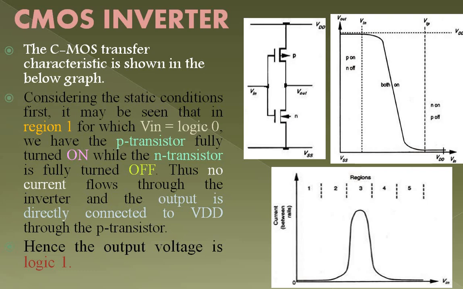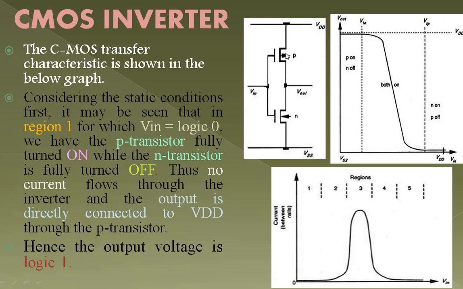So in region 1, whenever you give logic 0, your P transistor will be on and N transistor will be off. So what happens? There is no current flowing through the inverter, and the output is directly connected to VDD. There is no current flow. Your NMOS transistor is off, so this switch is open, and the PMOS switch is closed. So there is a direct connection from VDD, nothing but your 5 volts, correct?